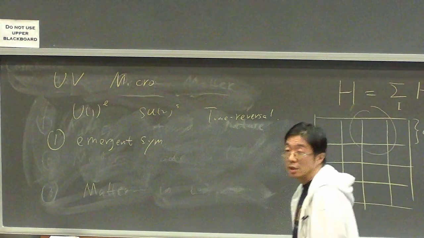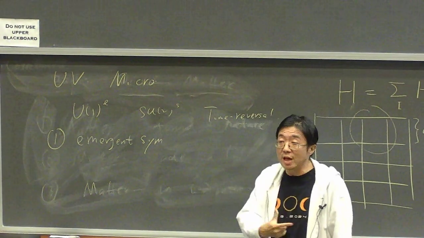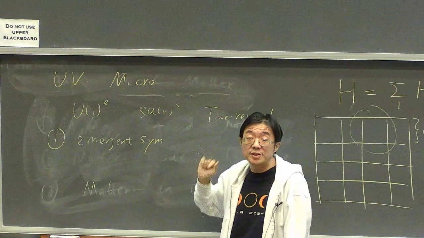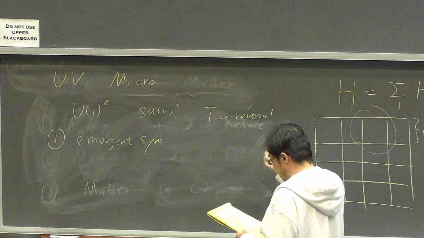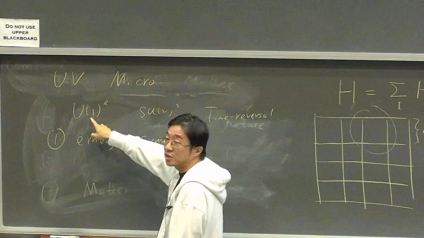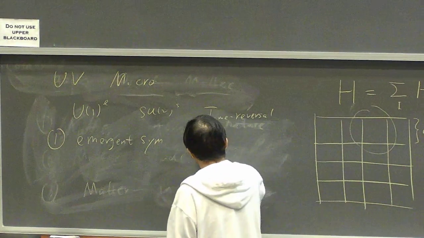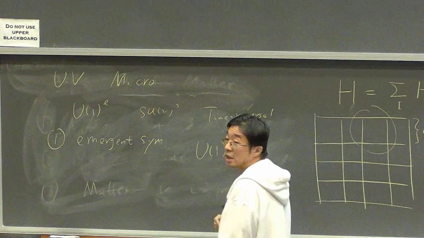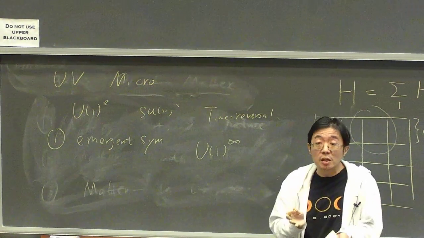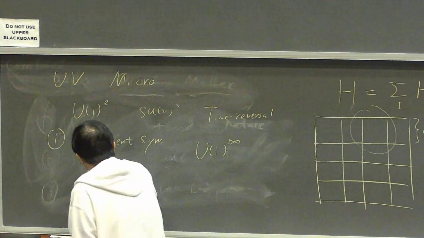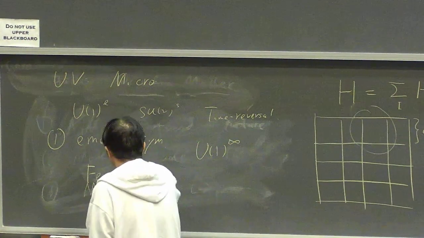Emergent symmetry. So for example, sometimes the IR physics can be far bigger than this. And one particular situation which has been discussed is that this U1 symmetry can get enlarged into something, I'm going to write it in a very loose way, U1 to the infinite. U1 infinite means that there's an infinite number of conserved particles. This is what happens in a Fermi liquid.